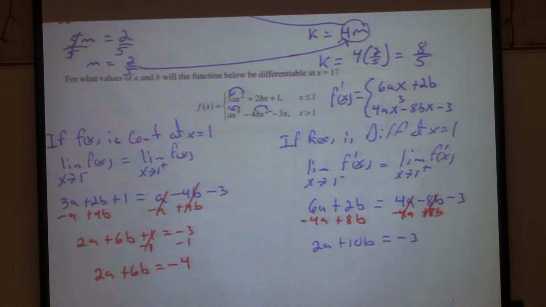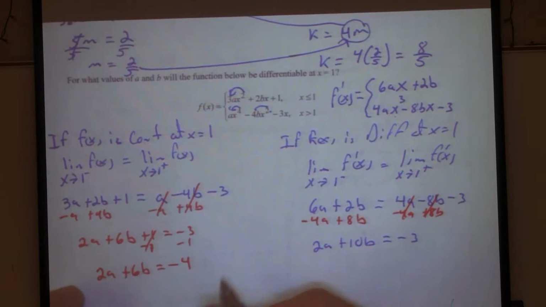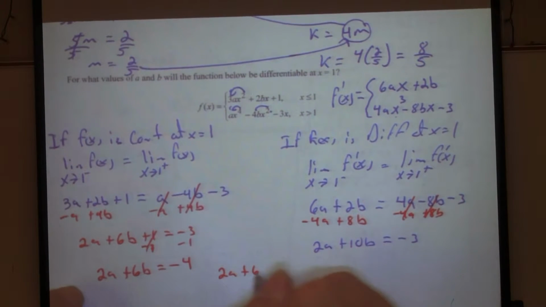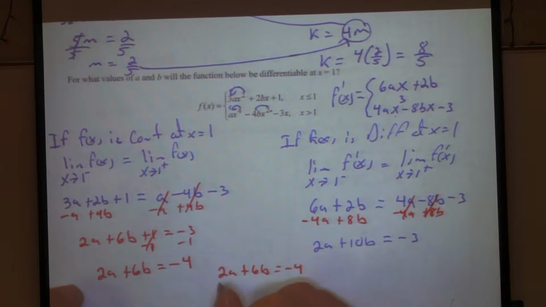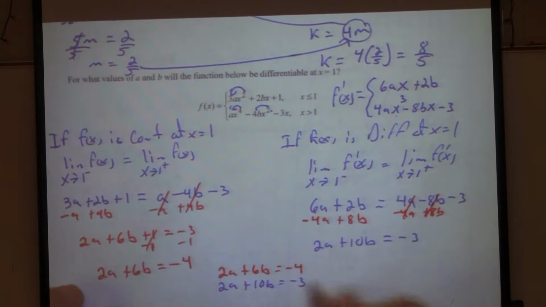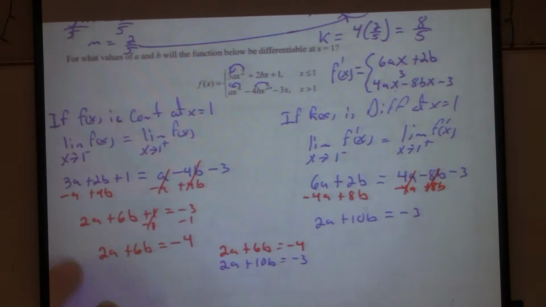How do you want to solve this system? Because remember, we learned multiple ways of solving systems. Can we do elimination? I don't know. Let's see. Let's put them together first. So I'm going to write 2a plus 6b equals negative 4. And then I'm going to have the other one underneath it, 2a plus 10b equals negative 3. Do you remember problems that look like that in Algebra 2?